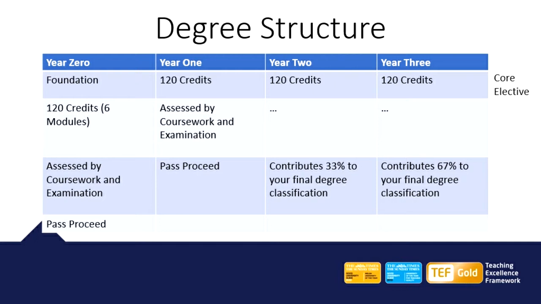So what is your degree structure? What does it look like? Well, some of you may be thinking about doing a four-year where you come and do a foundation with us. The majority of you will be coming in after taking your A-levels and you'll be doing 3 years with us. So year one, year two, and year three. Now, each year is governed by 120 credits. And essentially what this means is you'll be doing six subject areas in each year.